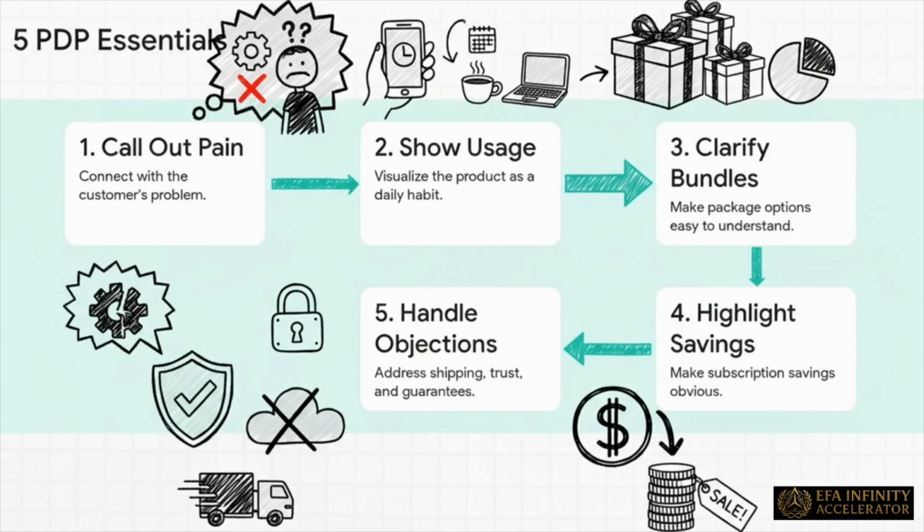So, what are these essentials? Well, according to this framework, there are only 5 of them. That's it. We need to: 1. Call out the pain. 2. Show the product as a daily habit. 3. Make our bundles easy to understand. 4. Highlight the savings. And 5. Handle objections before they even become objections. Let's break each one down.